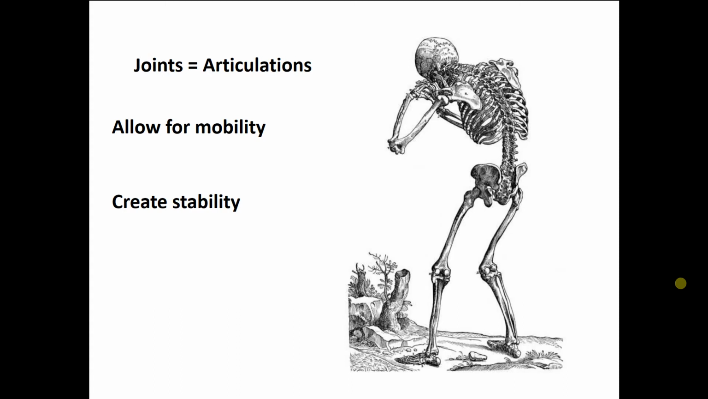We are moving forward for our next lecture topic, which is the joints, the connections between bones. Now, oftentimes we'll use the word articulations instead of joints, but it's the same idea. It's where a bone is connected to another bone. This is going to create stability in our skeletal system while still allowing for movement and mobility.